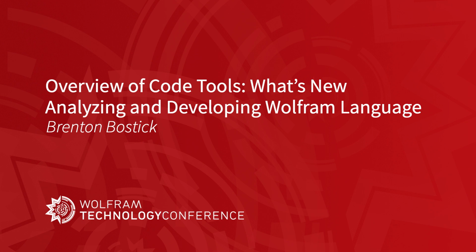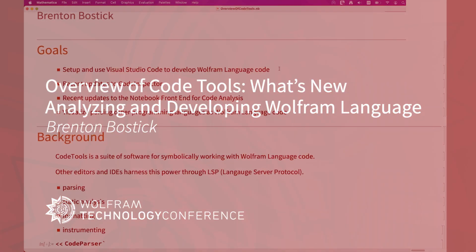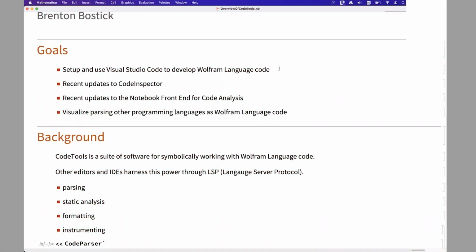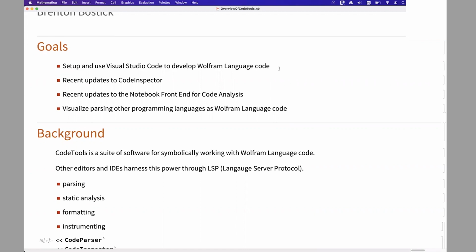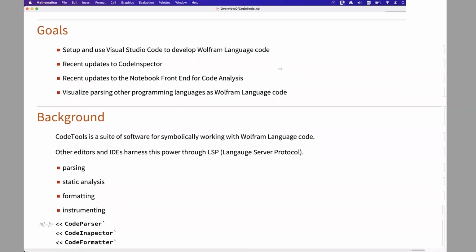This talk is going to be an overview of Code Tools. I know not everyone here is familiar with what Code Tools is, so I'll go over that a little bit, but after that, mainly showing a lot of stuff in action. The main thing I wanted to show today was how easy it is to set up using Visual Studio Code to develop Wolfram Language code. And then everything after this is going to be icing on the cake. So the rest of the goals.